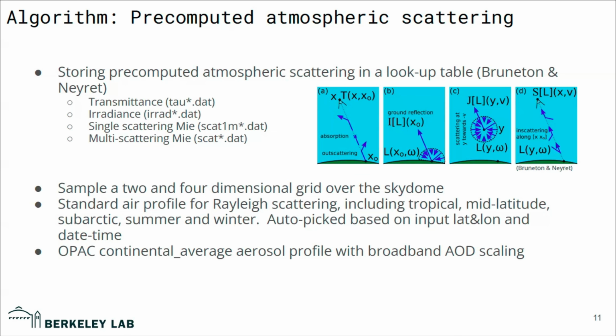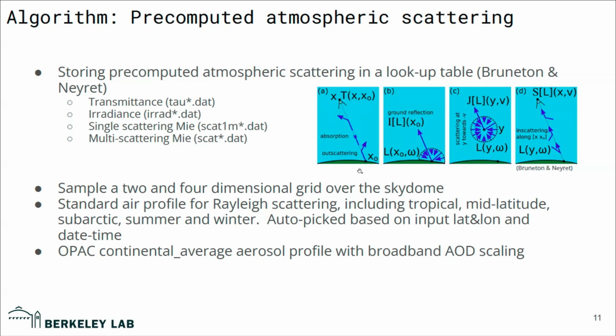So as a result, there are 4 pre-computed tables that we can use to sample our sky. One is transmittance, and the other one is irradiance, and then single scattering mean, and then also multi-scattering mean. So I'm not going into the details of the exact algorithm. You can go to the paper. So we follow the exact implementation of the derivation of these 4 data sets.